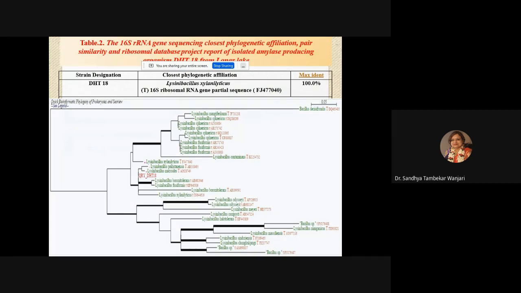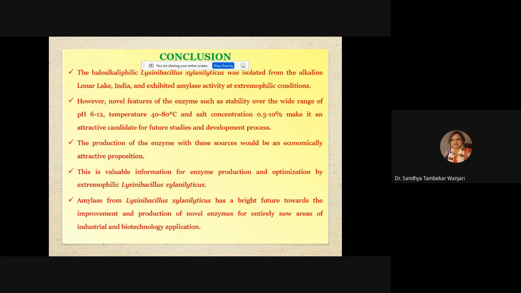So here is the 16S rRNA gene sequencing, which was done by the Agharkar Research Institute of Pune, and they gave a certain NCBI number for this particular organism, that is Lysinibacillus xanthophilus. So the conclusion is that the haloalkalophilic Lysinibacillus xanthophilus was isolated from the alkaline Lonar Lake and it exhibited amylase activity in extremophilic conditions.